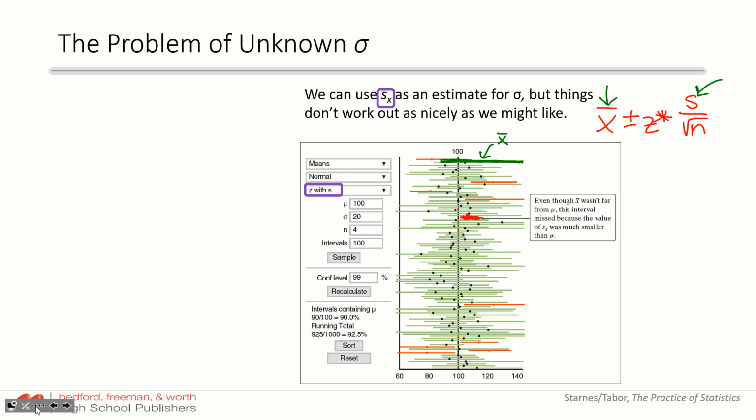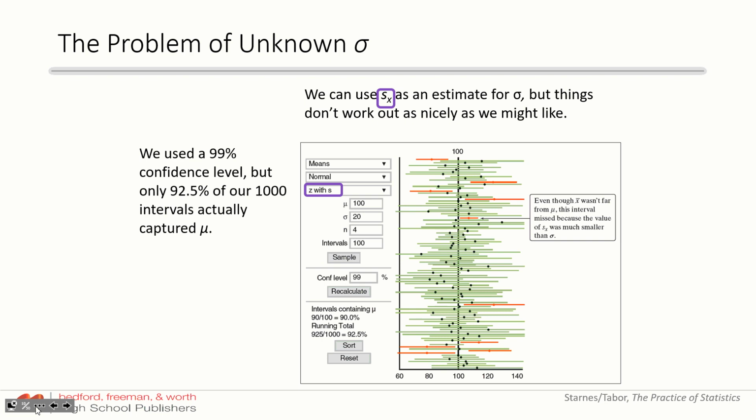I'm not really sure. But the problem is that in this case, we used a 99% confidence level. When I use a 99% confidence level, that should mean that about 99% of my intervals should contain the actual population mean mu, like this black line. But the thing is, they don't. Only 92.5% of our intervals actually captured mu. That's a big difference between 99% and 92.5%. And we did 1,000 intervals.